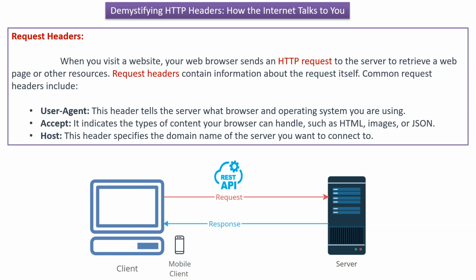First one is the user agent. This header tells the server what browser and operating system you are using. The second one is the accept header. It indicates the type of content your web browser can handle, such as HTML, images, or JSON. The third one is the host header. This header specifies the domain name of the server you want to connect to.